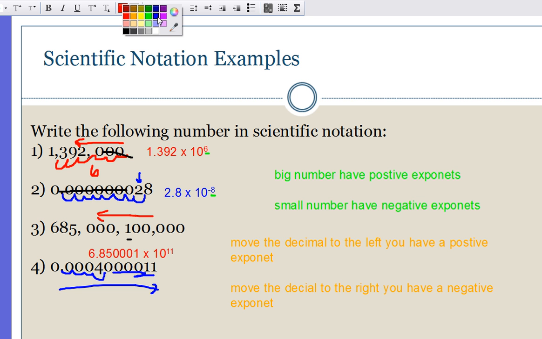So my answer for this one would be 4.00011 times 10 to the negative 4.